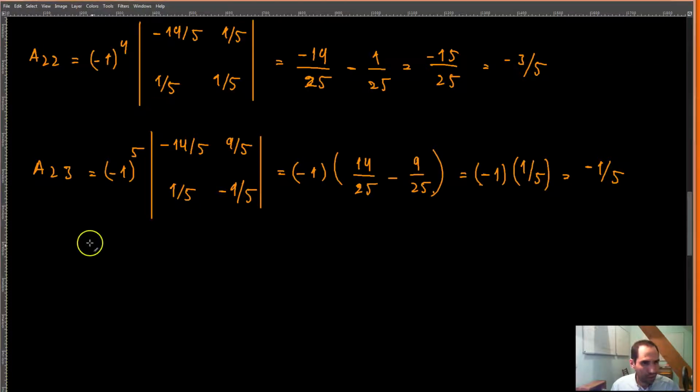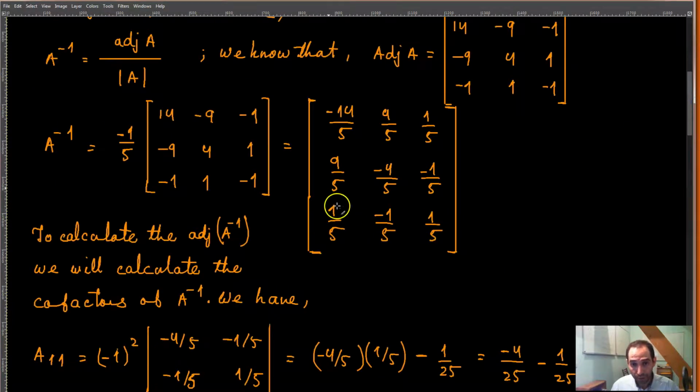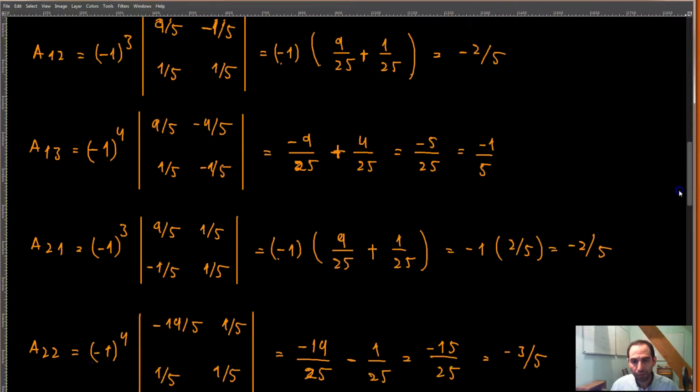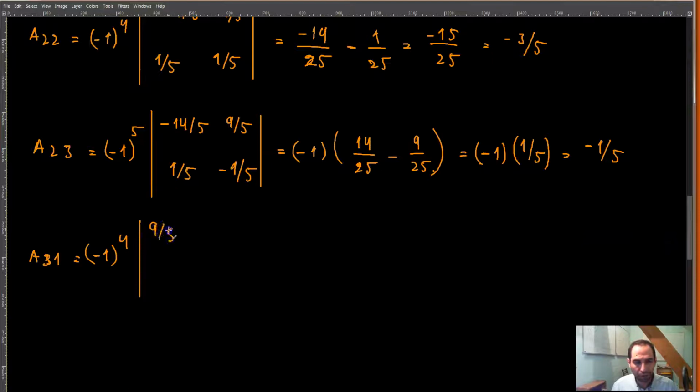So that's A22, A23. Then A31 is equal to -1 to the fourth power times the determinant of row 3, column 1. Delete this row, delete this column: 9/5, 1/5, and -4/5, -1/5.